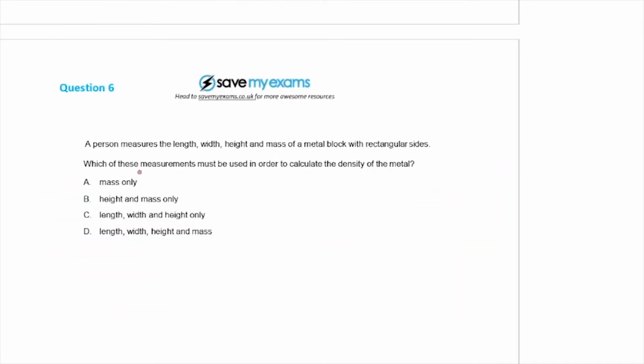A person measures the length, width, height, and mass of a metal block with rectangular sides.